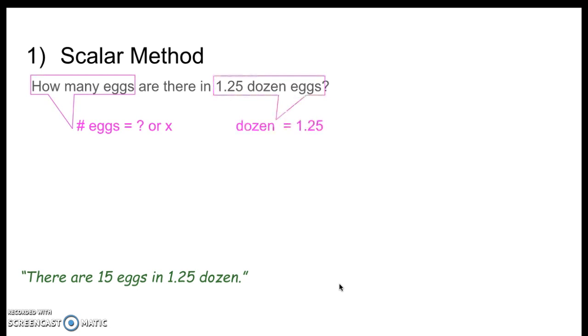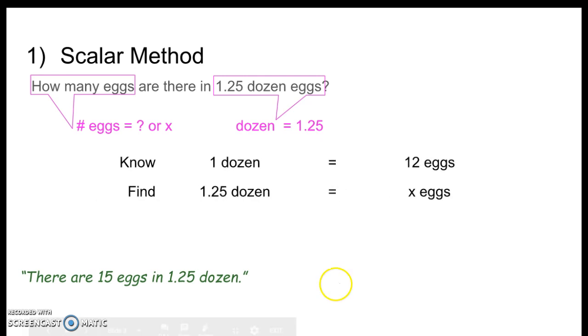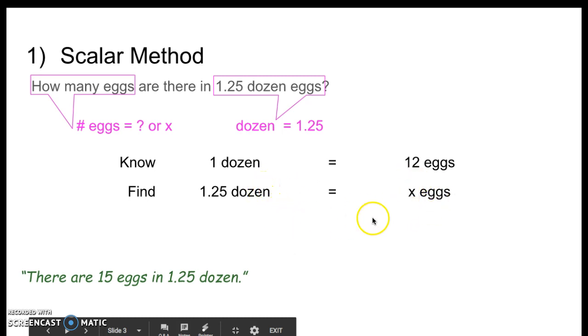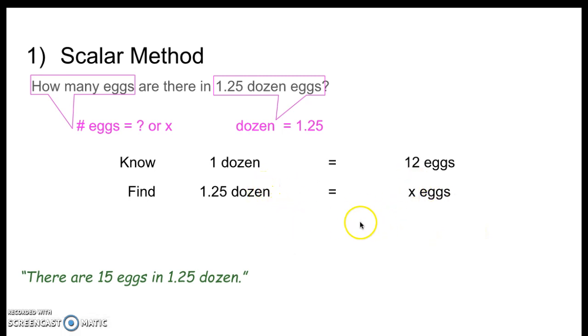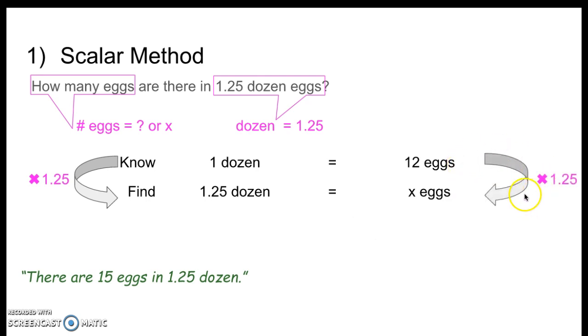So here I'm just pointing out the information in the problem because we're going to use that to create our find. We know that 1 dozen is equal to 12 eggs, and what we're trying to find is how many eggs in 1.25 dozen. So mentally, what we probably will ask ourselves is, well, what do I need to multiply the 1 by in order to get to 1.25? And that math we can do easily. And the answer to that is 1.25. So 1 times 1.25 gives you 1.25. So then we figure out, well, what do I get when I multiply 12 by 1.25? So I'm going to do the same thing on the other side. 12 times 1.25 gives you 15, and so x equals 15, and that's how you got your answer.